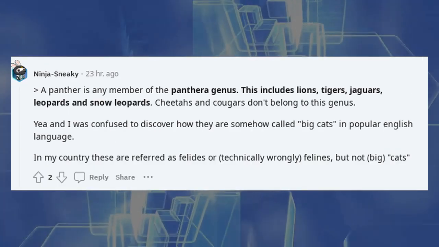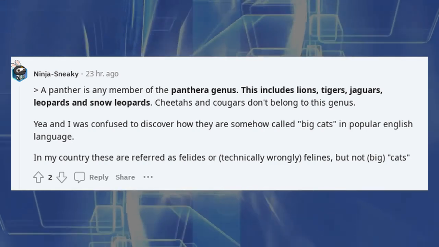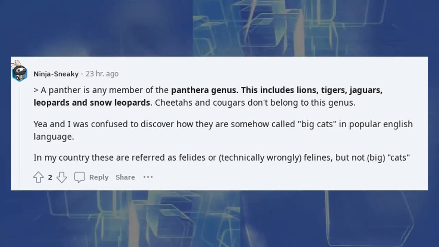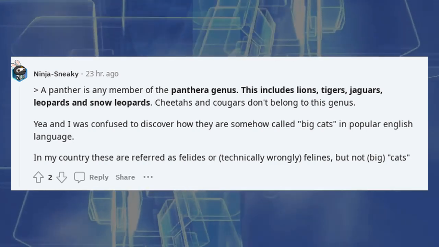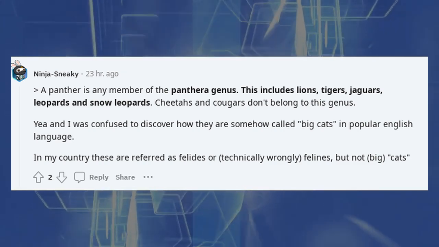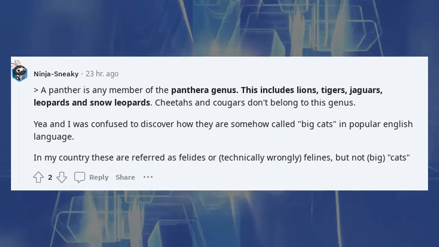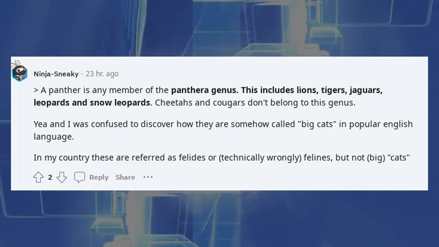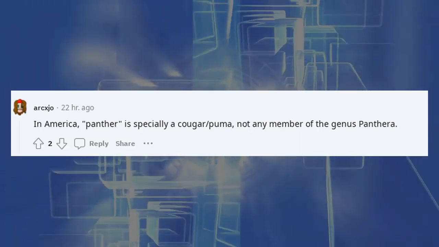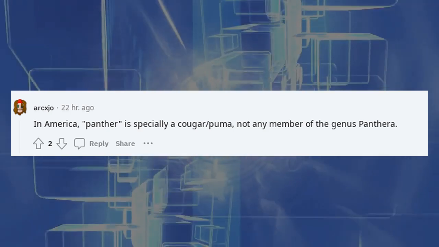A panther is any member of the Panthera genus. This includes lions, tigers, jaguars, leopards and snow leopards. Cheetahs and cougars don't belong to this genus. Yay, and I was confused to discover how they are somehow called big cats in popular English language. In my country these are referred to as felides, or technically wrongly felines, but not big cats. In America, panther is specially a cougar puma, not any member of the genus Panthera.